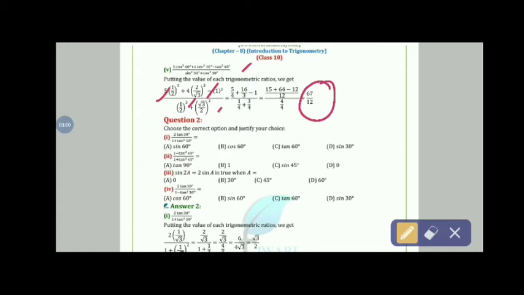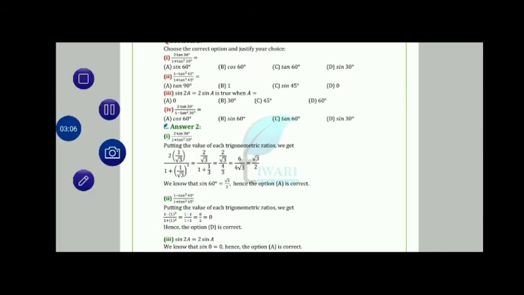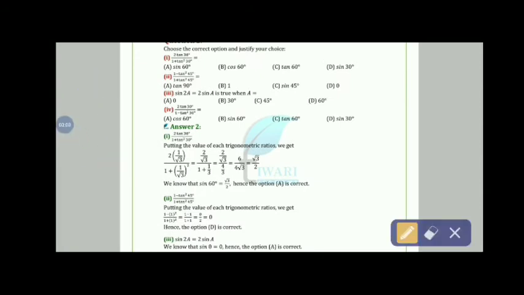Now question number 2. In question number 2 we have to choose the correct option and justify our choice. So we have to justify the choice also. Now this is 2 tan 30 over 1 plus tan square 30 degree. So we just put the values from the trigonometry table: 2 into 1 over root 3 over 1 plus 1 over root 3 whole square, because 1 over root 3 is the value of tan 30.